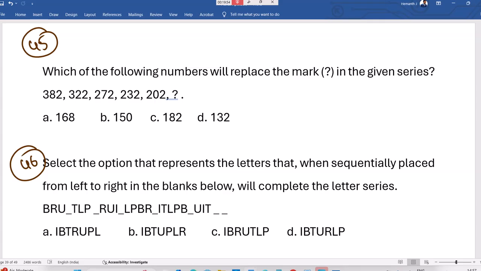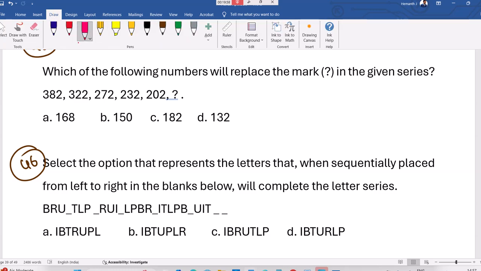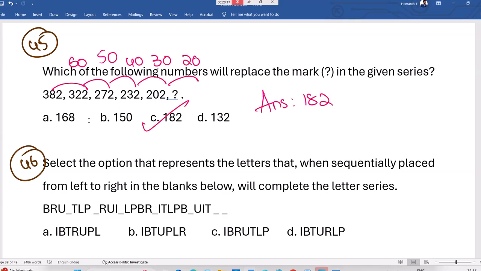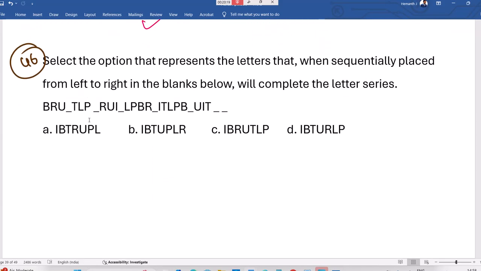45, how much you subtracted? 60. Is it 60? Yes. Then 50, then 40, 30, 20. It should be 182. 182. Then next one, guys, listen.